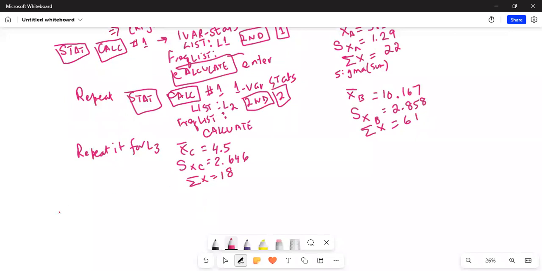Okay. Now we need to calculate x double bar, which is the grand average of all data points.